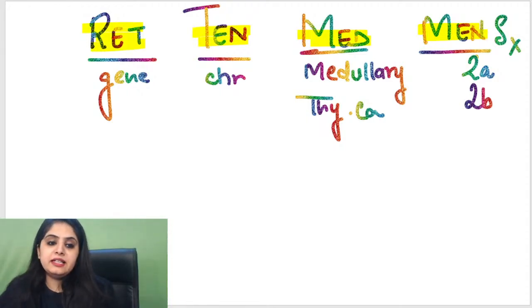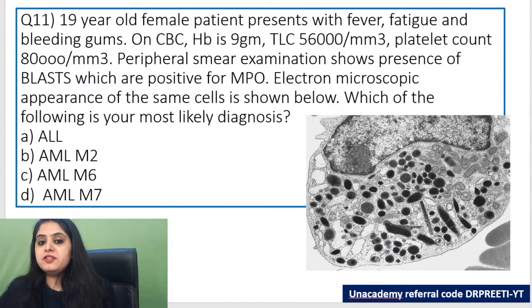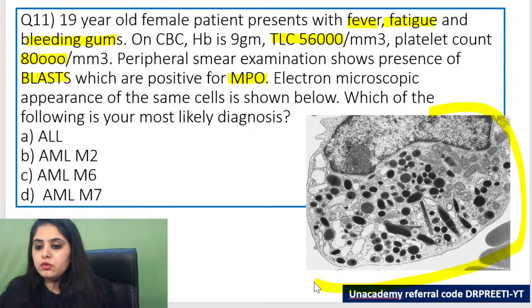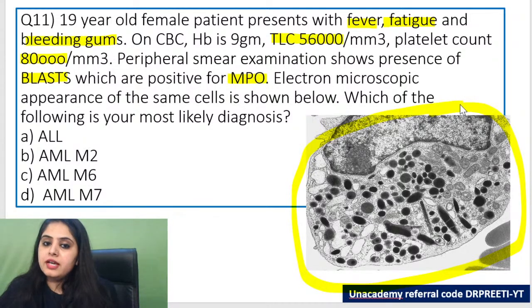Okay, let's move ahead. So having done this question, one more question which is my favorite, because the way I framed the question, I feel the examiner is just wasting your time. So you've got a 19-year-old female patient with fever, fatigue and bleeding gums. Hemoglobin is 9, TLC 56,000, platelet 80,000. Peripheral smear examination shows you blasts which are positive for MPO. Electron microscopic image is shown to you. What is the diagnosis? ALL, AML-M2, AML-M6 or AML-M7?